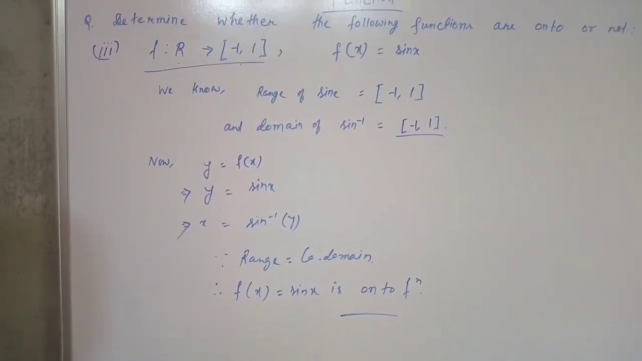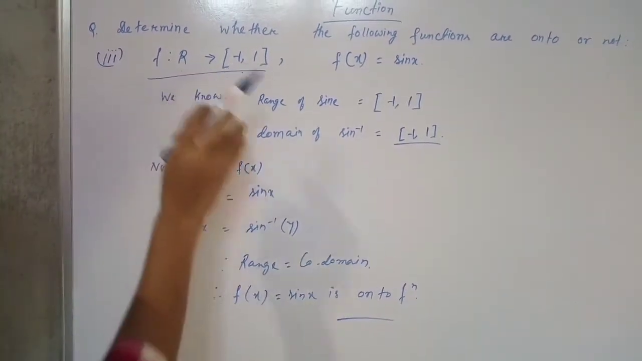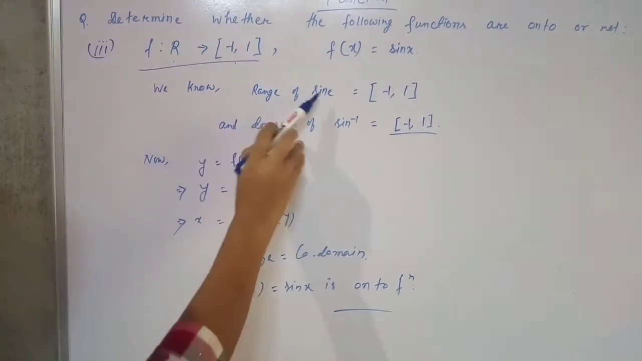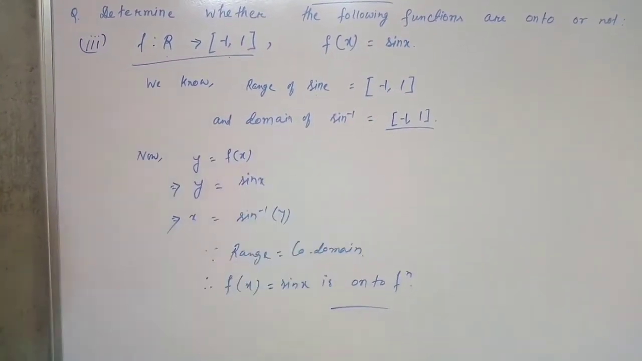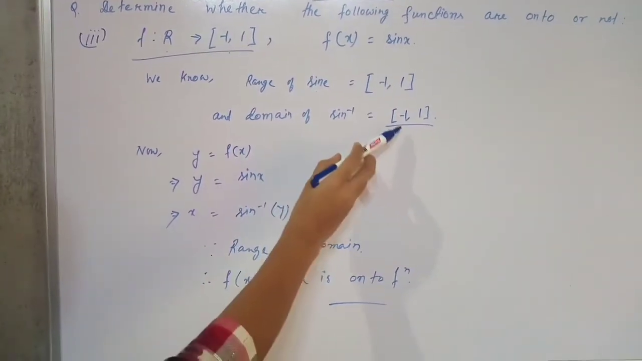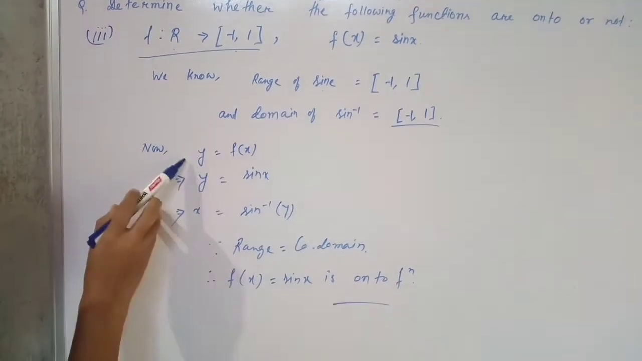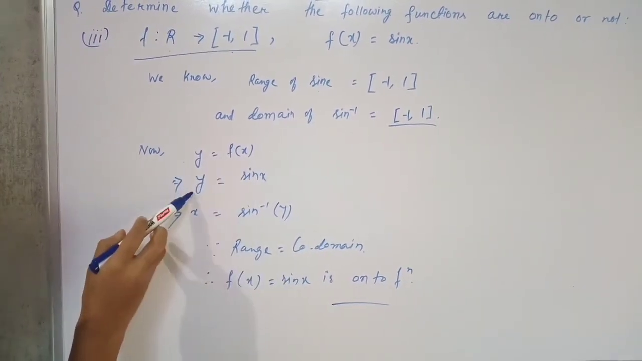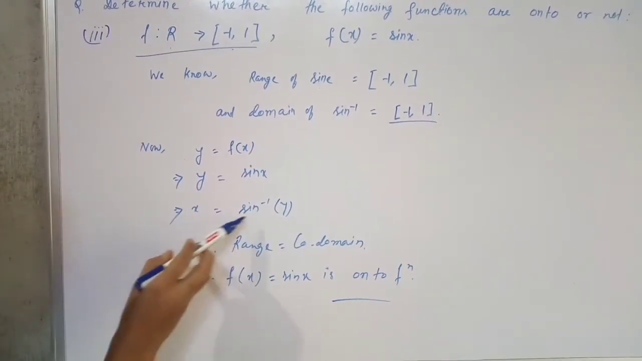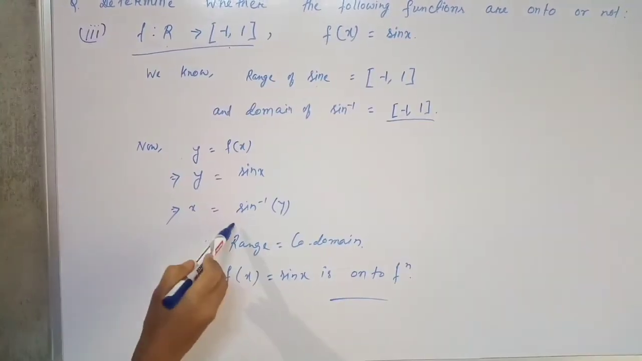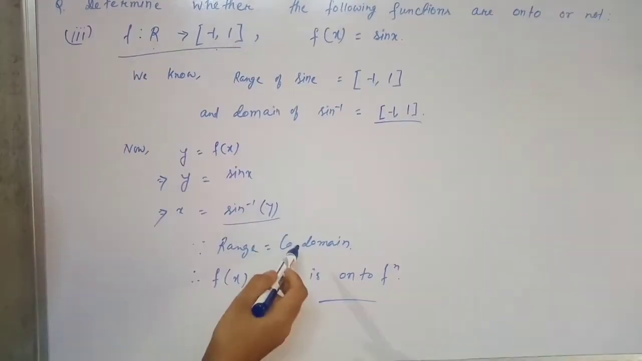This is done. So you can see here, the range of a sine function is the closed interval minus 1 to 1, and the domain of the sine inverse function is also the closed interval minus 1 to 1. And here y equal to f of x, that means y equals sin x. In that case we get x equals sine inverse of y. That means this belongs to the closed interval minus 1 to 1.